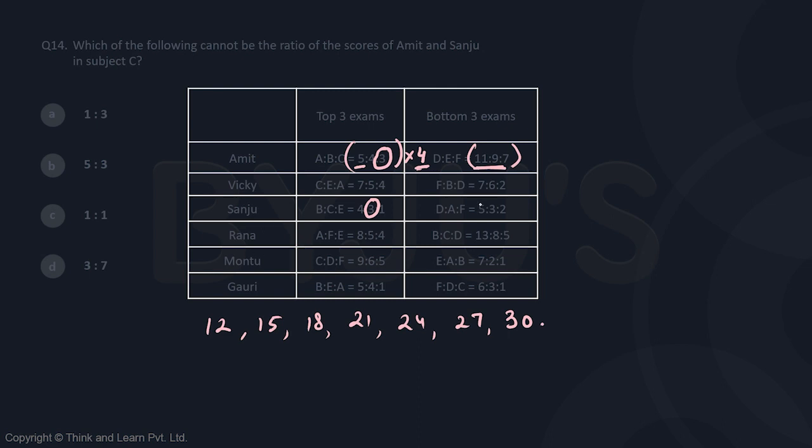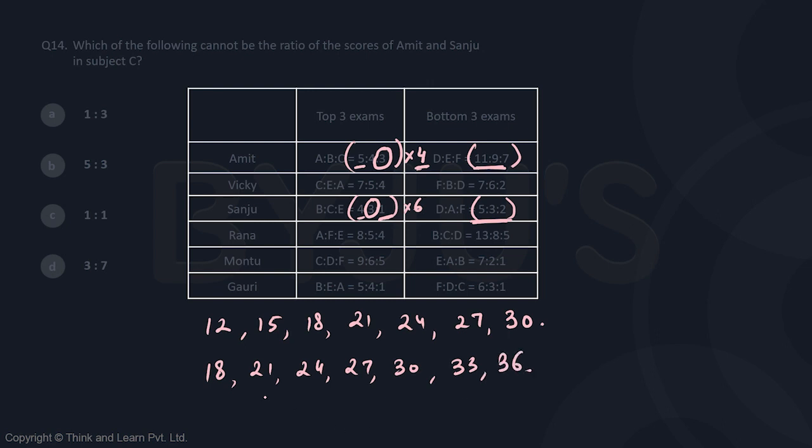Similarly, when I talk about Sanju, because the scores here are 5, 3, 2, this ratio must be multiplied by minimum 6 so that this score becomes more than 5. And you can multiply by maximum 12, otherwise the first score will become more than 48. So this time 3 should be multiplied by anything from 6 to 12. So 6 into 3, that is 18, or 21, or 24, or 27, or 30, or 33, or 36.